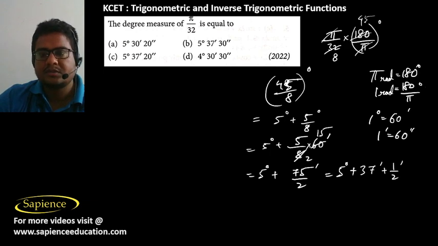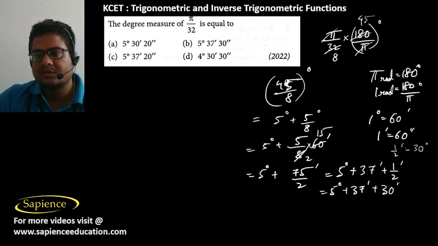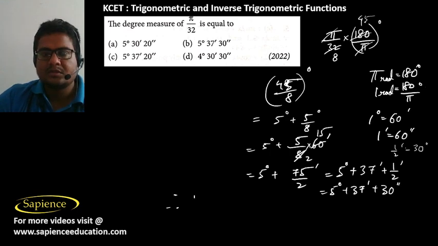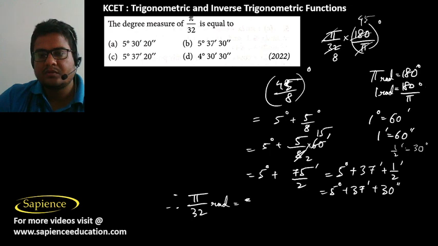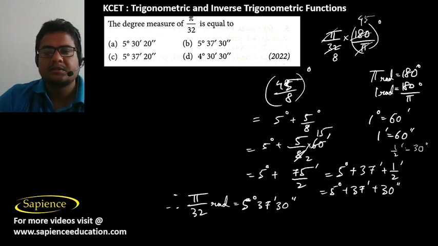So half minute means it is 30 seconds. So therefore it will be 5 degree plus 37 minute plus 30 seconds. So therefore this pi by 32 radian will be equal to 5 degree 37 minute and 30 seconds. So option B is the correct answer.